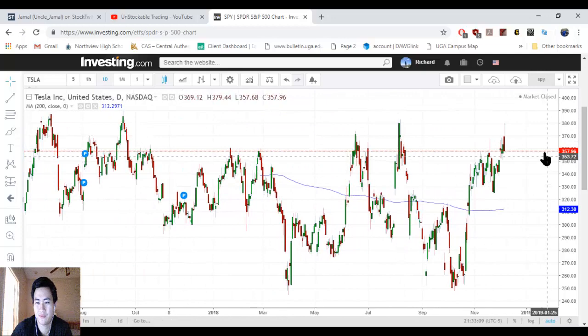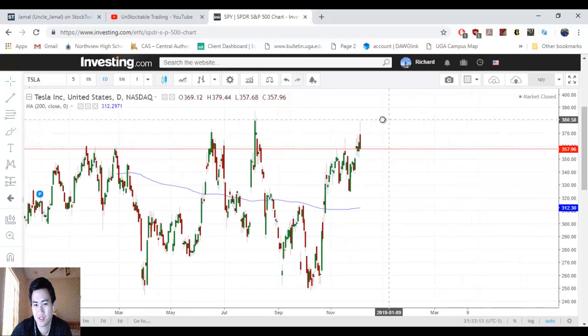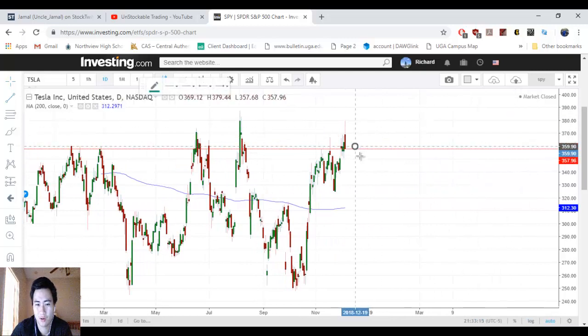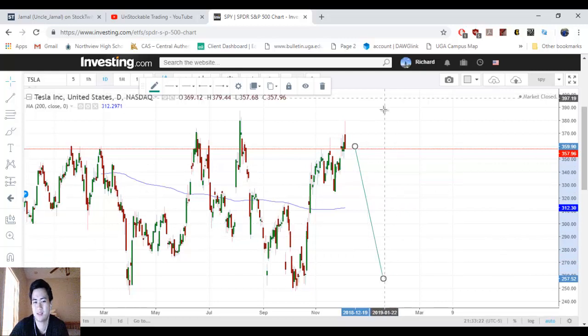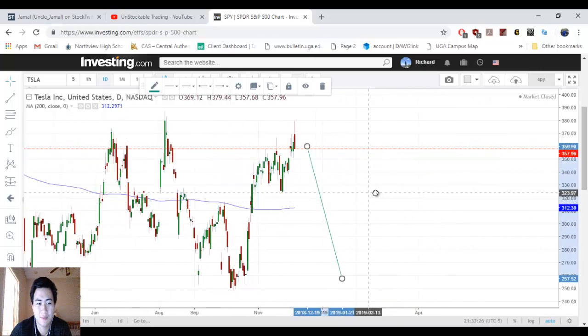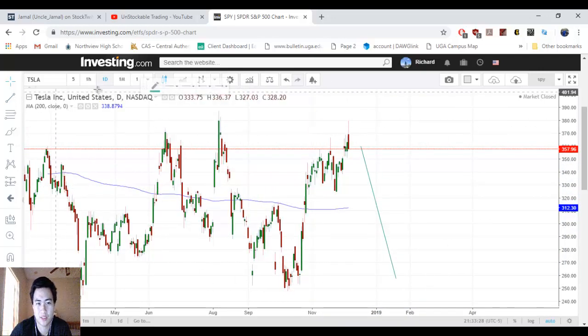From 357 to 380, you're looking at about 25 bucks. What's the risk? You're risking all this right here. So the risk is huge. Would you get an option for a call? Probably not. Or would you get an option for a put? Most likely. So let me just do a quick support and resistance on the daily level.